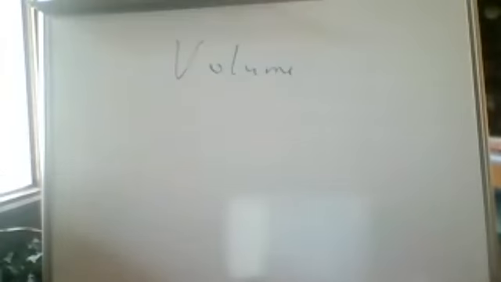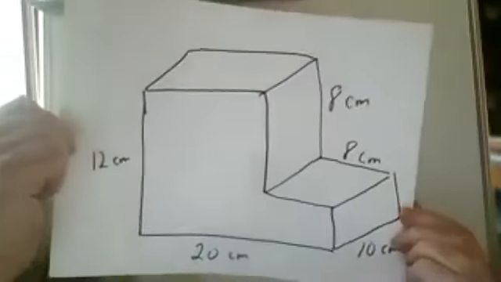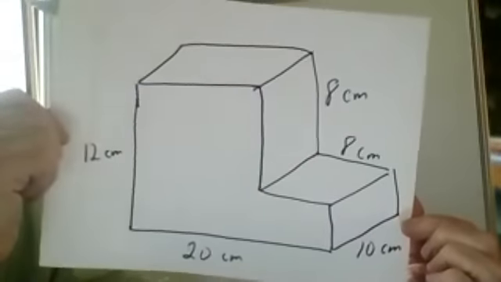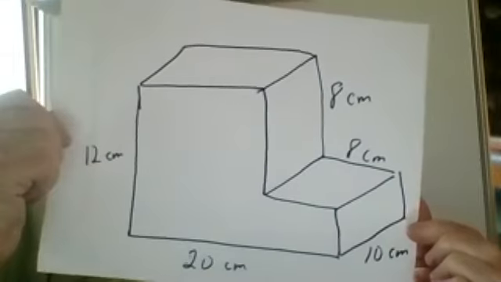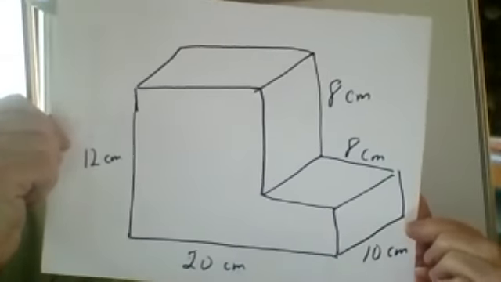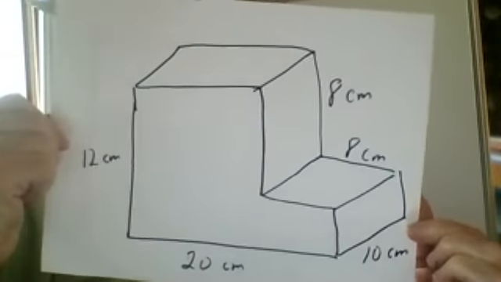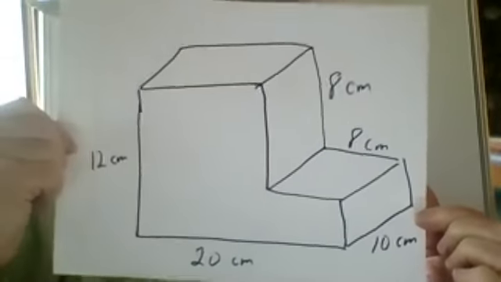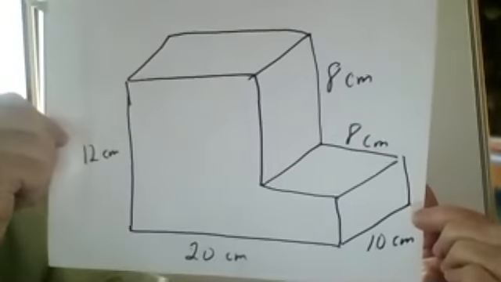One more composite figure, okay? Do this however you want to, but basically you can divide that into a couple rectangular prisms and add them together, or you could do one big gigantic one and subtract, however you want to, but there's enough information there, okay? You've got all the dimensions.